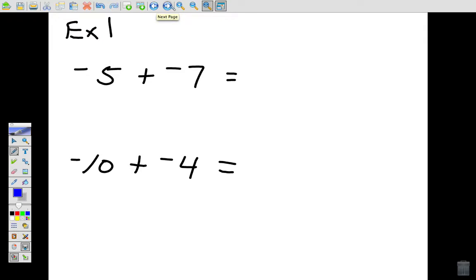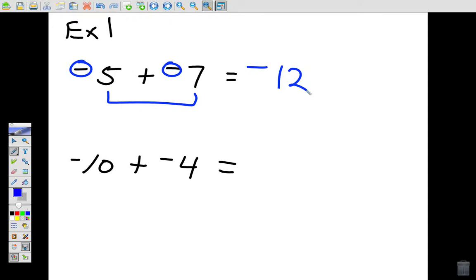So example number 1. Well, rule number 1 said a negative plus a negative, which I have here, is always negative. And then you just simply add the integers together. So 7 and 5 is 12. So a negative 5 plus a negative 7 is a negative 12. I'm just reinforcing the rule by saying it quite a few times. A negative plus a negative is negative.